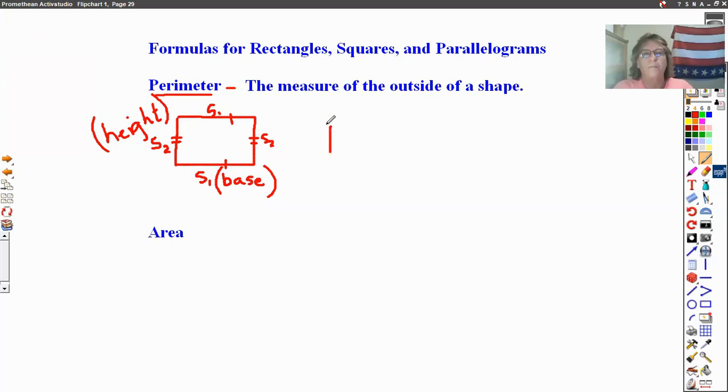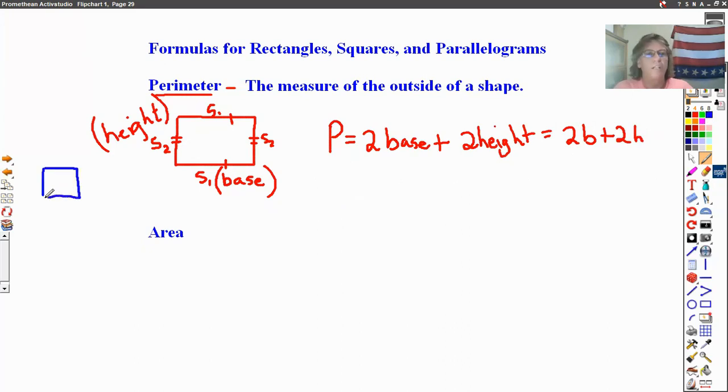And so the perimeter is going to be 2 of the bases plus 2 of the heights. Or another way we write this is it's just 2b plus 2a. And that's for a standard rectangle. Now, if this was a square, all the sides would be the same, right? So all these side measures would be exactly the same. And so the perimeter here would just be 4s, because all the sides are the same. And so that's the perimeter of a square.